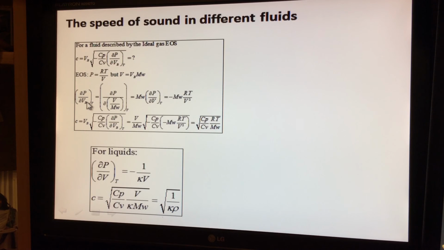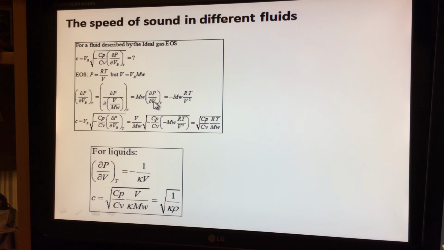And so first, let's take the partial derivative in here. This is just simply the same as the partial of P with respect to the specific volume, but the specific volume now is V over molecular weight from this upper expression. You plug it in, and because molecular weight is constant, you can pull it out, and now you have dP by dV at constant temperature.